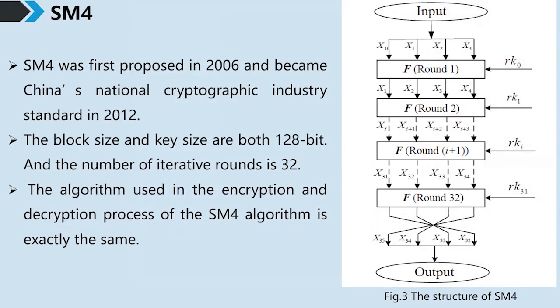Then we will talk about SM4. SM4 was first proposed in 2006 and became China's national cryptographic industrial standard in 2012, which is adopted with an unbalanced generalized Feistel structure. The block size and key size are 128 bit, and the number of iterative rounds is 32. The structure of SM4 is shown in this figure.